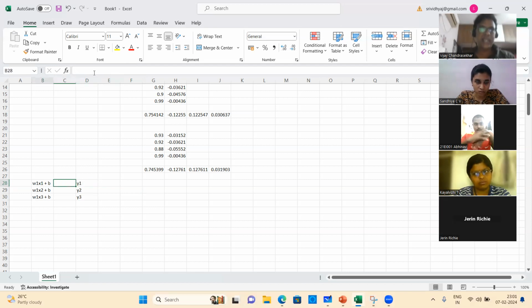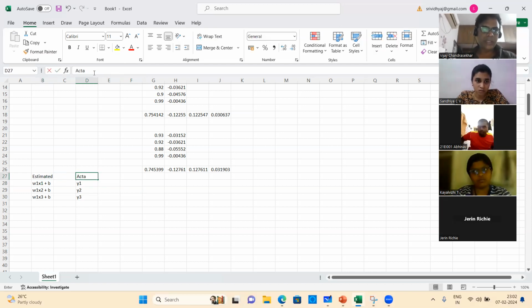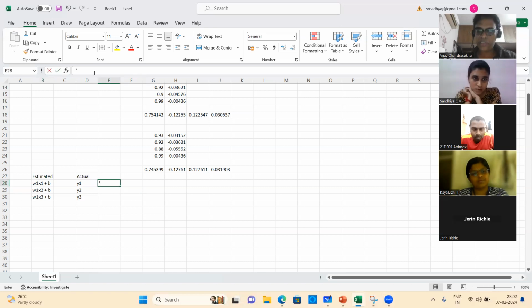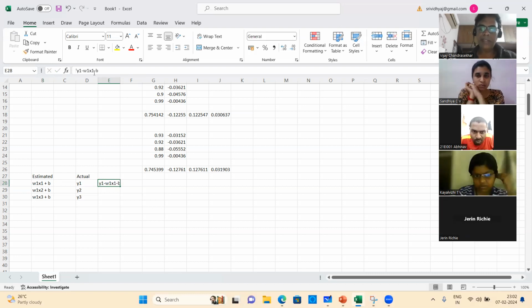This is the estimated, correct? This is the actual, correct? This is what the regression equation estimates. This is the actual. You figure out the difference: y1 minus w1 x1 minus b, correct? And then you square that.